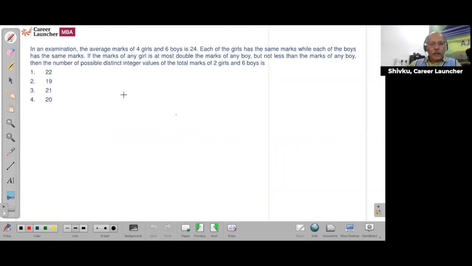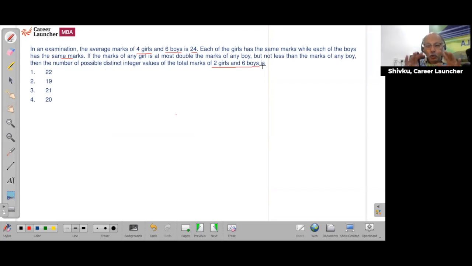In an examination, the average marks of 4 boys, 4 girls and 6 boys is 24. Each of the girls has the same marks, while each of the boys has the same marks. If the marks of any girl is at most double the marks of any boy, but not less than the marks of any boy, then the number of possible integer values of 2g plus 6 boys.